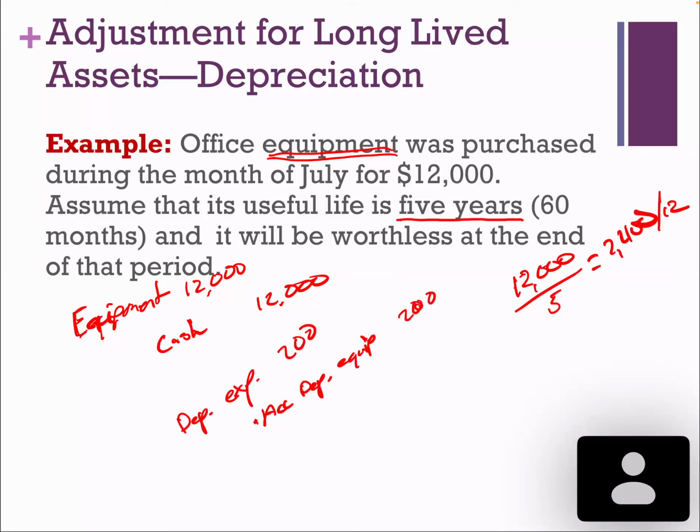Okay. Now remember, if 6 months have gone by or 8 months have gone by, then you would need to take this 200 and multiply it by however many months have gone by in the year. Or if it's a full year, just go 12,000 divided by 5, gives you $2,400. But this here is the adjusting entry for depreciation.